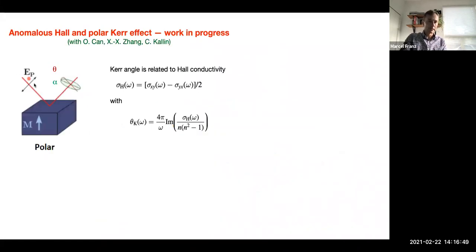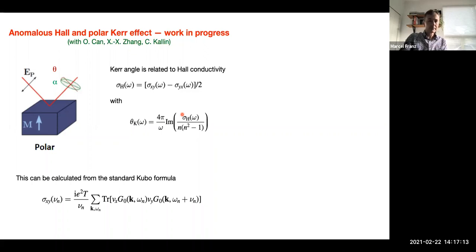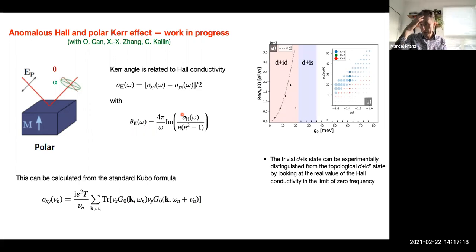So basically this is the sketch. You send in polarized light and you look for the Kerr angle, which is the change in polarization angle, and you can relate this to the anomalous Hall conductivity of that sample through well-known formulas that are in the literature. This can be calculated through standard methods of theoretical physics. And we've already performed such calculations.